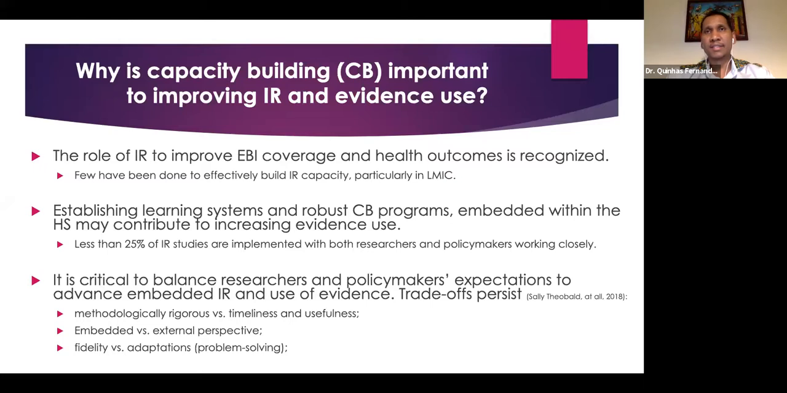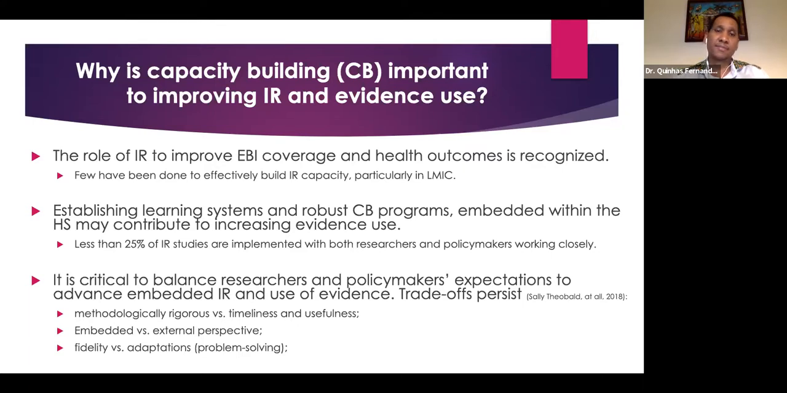There are still several trade-offs. For example, we know that researchers do care about implementation research, or any kind of research, being methodologically rigorous. They do care about ensuring fidelity of the intervention design. For most of the researchers working in the field of implementation research, it's critical that implementers have less influence in the research itself, since that could bias the research or reduce transparency.